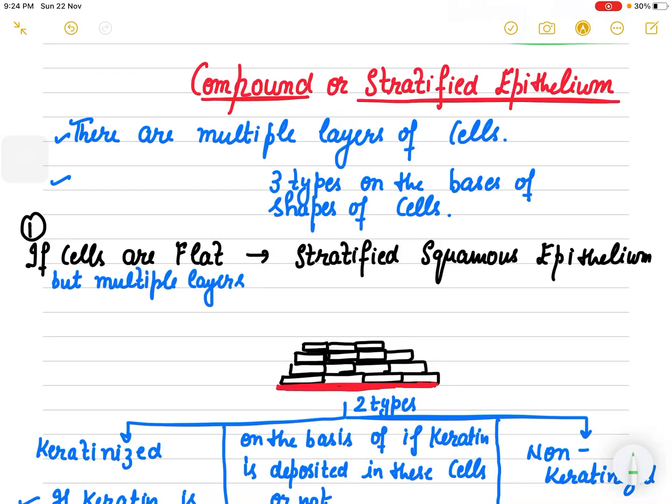Okay, students. So here we are taking another type of our epithelium. That is our lecture number 3. That is the compound or stratified epithelium.